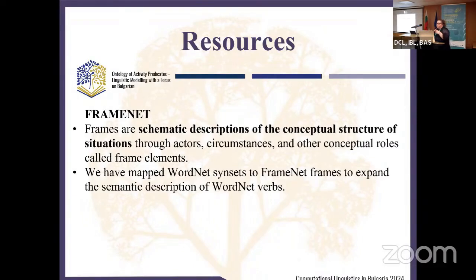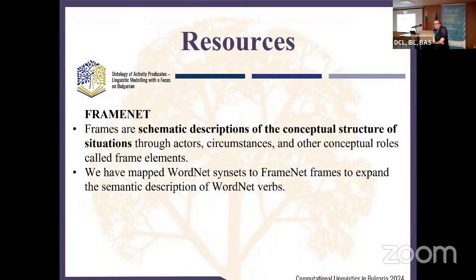But there are more specific subclasses as well, which might be worth analyzing. So the other resource is FrameNet. Frames in FrameNet are schematic descriptions of the conceptual structure of situations. And the frames are organized through a lot of hierarchical and other relations. But basically, each frame describes the situation with respect to the actors that take part, the circumstances around the situation, and other frame elements.